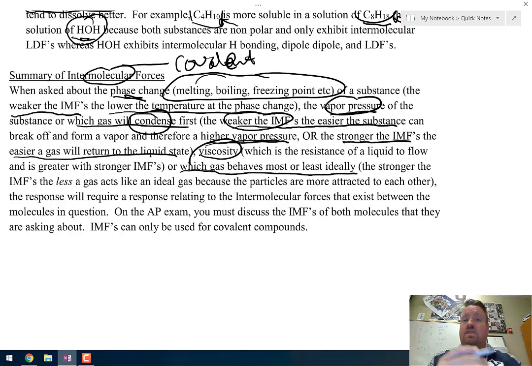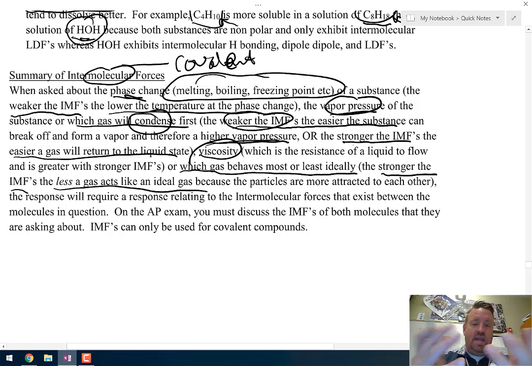So a gas that does not behave like an ideal gas is the one that sticks together when the particles hit each other. So the stronger the intermolecular forces, the less a gas is going to act like an ideal gas. Because again, the particles are more attracted to each other because they have stronger intermolecular forces.